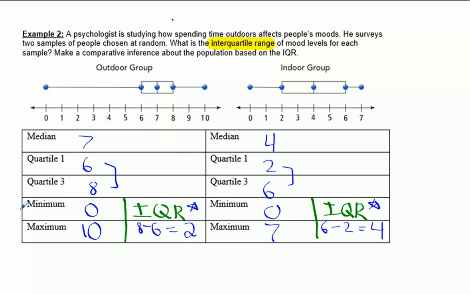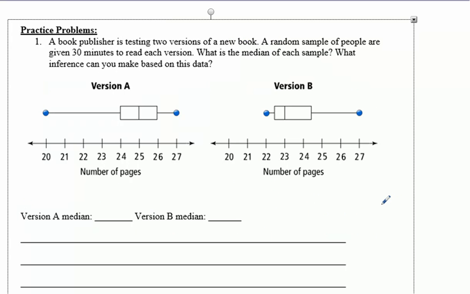Okay, you're back. Here we go. We're on to the next one. So now that you've done this with a partner, you've done this with me, I want you to try one on your own. I'm going to read it. The book publisher is testing 2 versions of a new book. A random sample of people are given 30 minutes to read each version. What is the median of each sample? What inference can you make based on this data? So again, I want the median from each version, and I want you to make a statement about the median. Pause the video, come back when you're ready to talk.